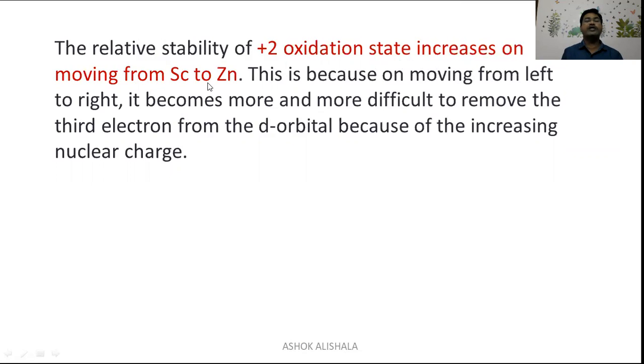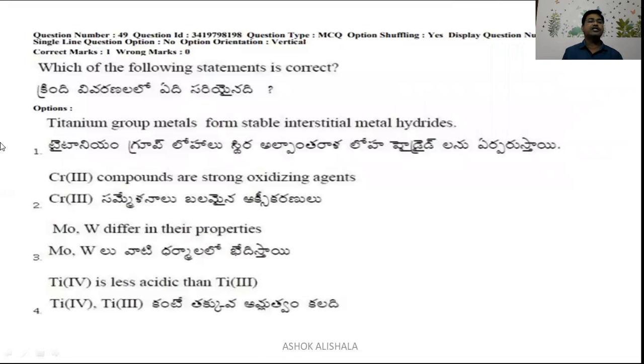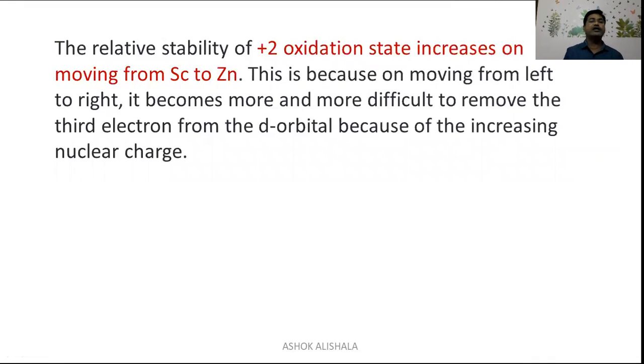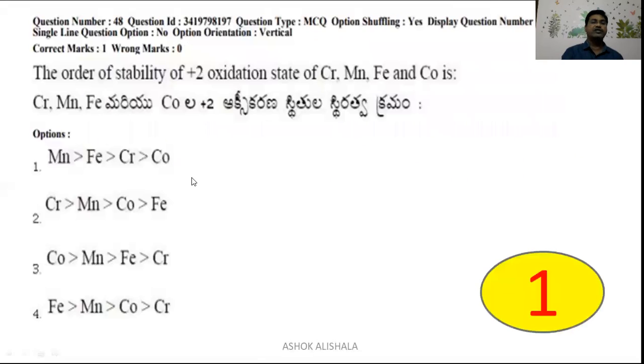The relative stability of the +2 oxidation state increases on moving from left to right, that is, scandium to zinc. This is because on moving from left to right, it becomes more and more difficult to remove the third electron from the d orbital, because of the increasing nuclear charge and decreasing size of the ion, as we just discussed. That's why you can have this answer, because manganese is 25, iron is 26, chromium is 24, and cobalt is 27.